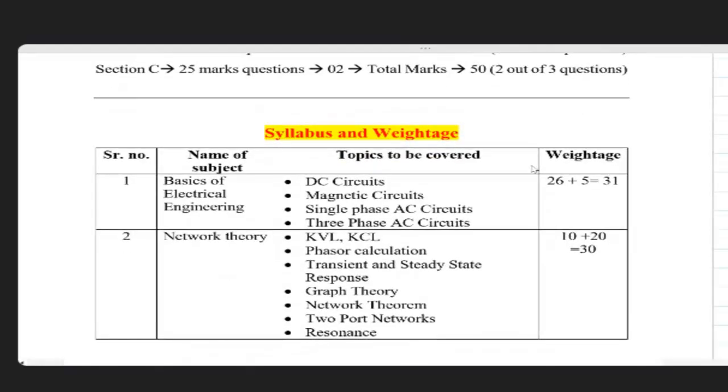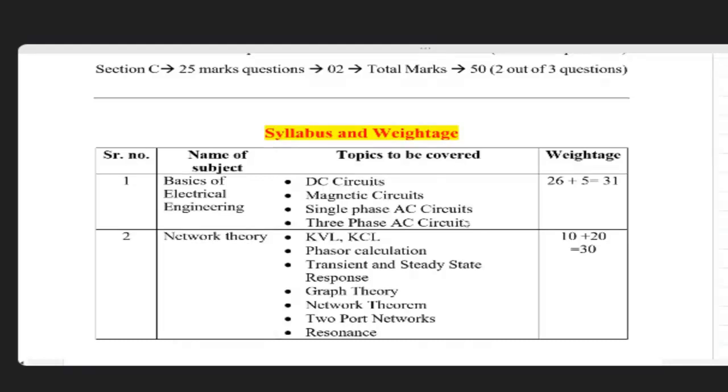Now let us discuss the syllabus and weightage, because I have gone through the last year question papers and did some analysis of the MCQ type and descriptive type questions. We will discuss them one by one as each subject comes.